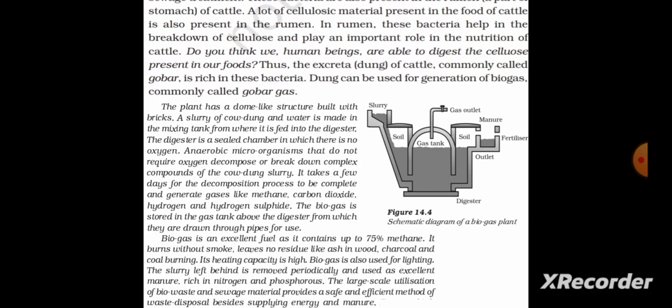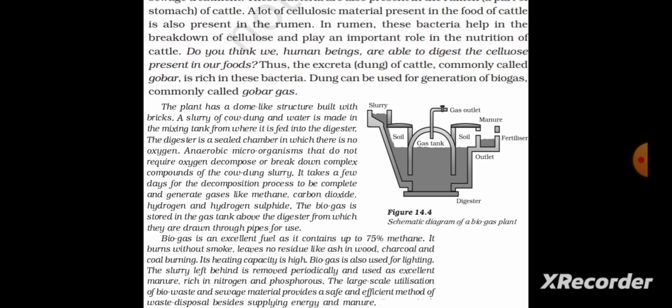The plant has a dome-like structure built with bricks. A slurry of cow dung and water is made in the mixing tank from where it is fed into the digester. The digester is a sealed chamber in which there is no oxygen. Anaerobic microorganisms that do not require oxygen decompose or break down complex compounds of the cow dung slurry.